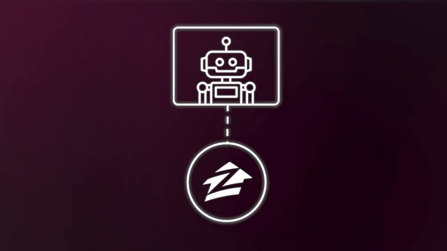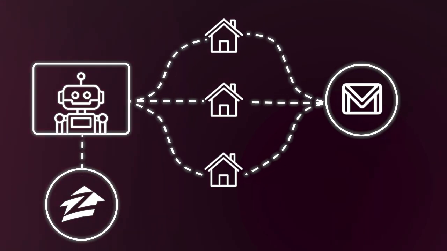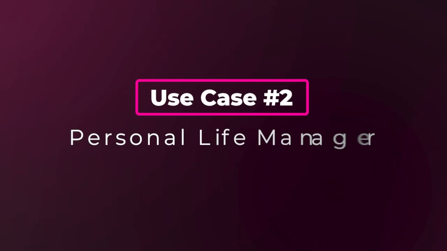Now, this is great and all, but the real power is setting up a scheduled agent that does this for you periodically. Every week, it can scan new listings, do exactly what it just did, but on a larger scale. Then you can have it email you its favorite properties, and those can be the ones that you actually look into. Use case number 2 is your personal life manager.